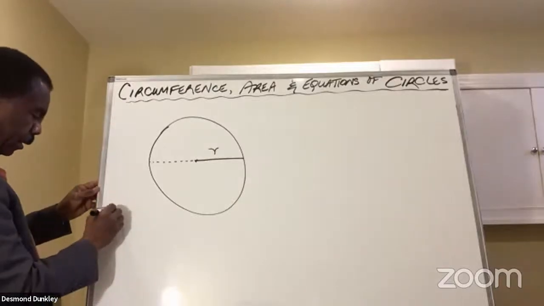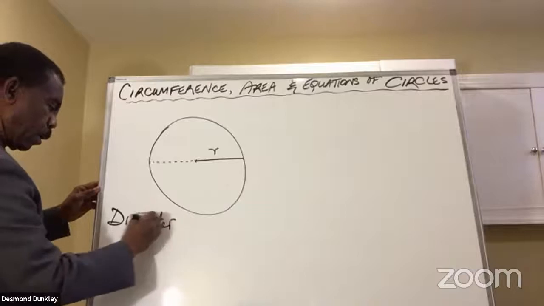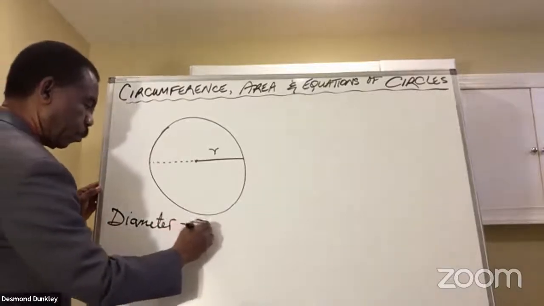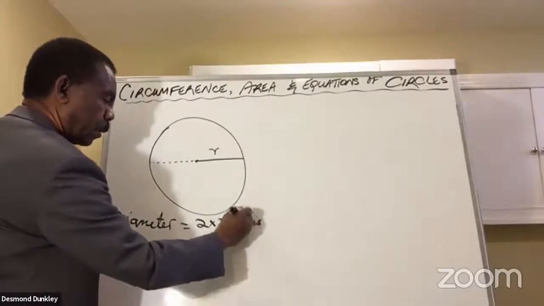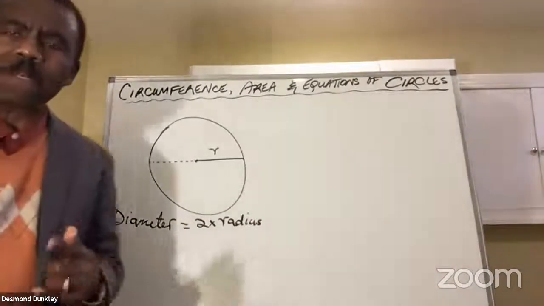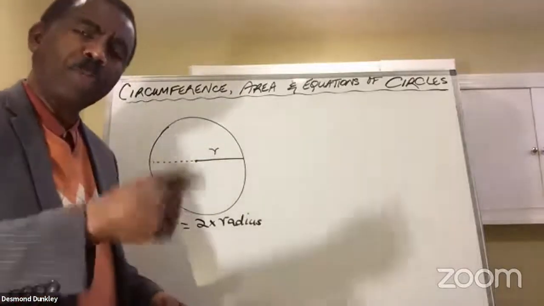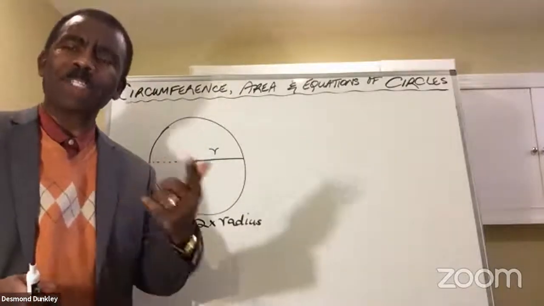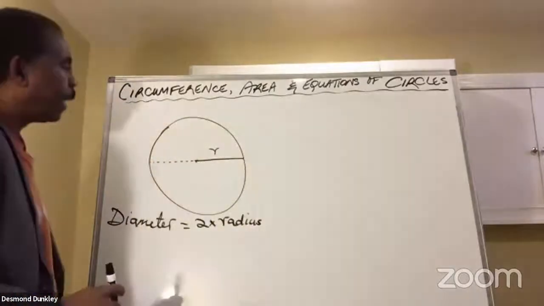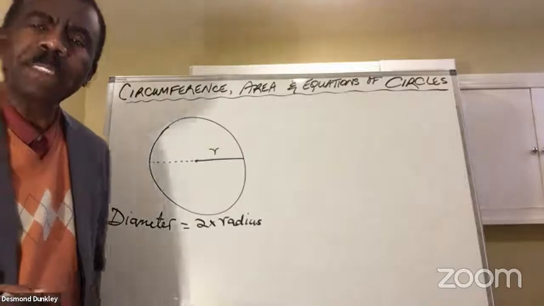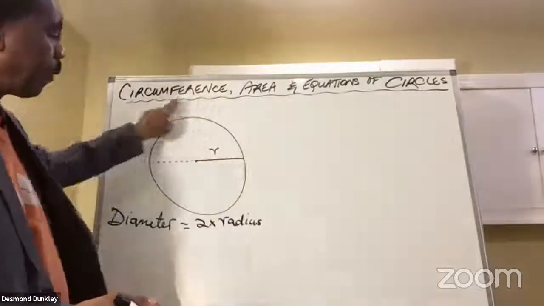So I could make a note here. Diameter is equal to 2 times the radius. But if I give you the diameter, you can automatically determine the radius. And if I give you the radius, you can automatically determine the diameter. Beautiful. Okay, well, sometimes you might want to know what is the total distance around the circle.